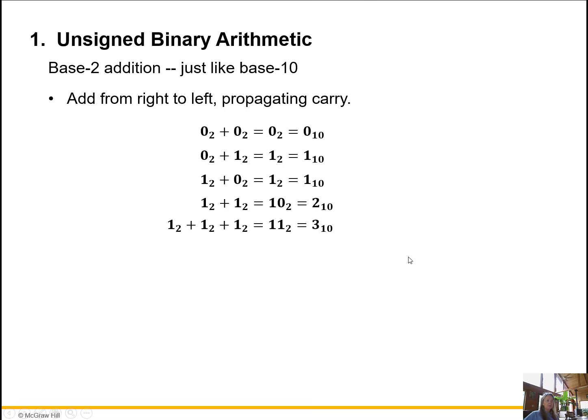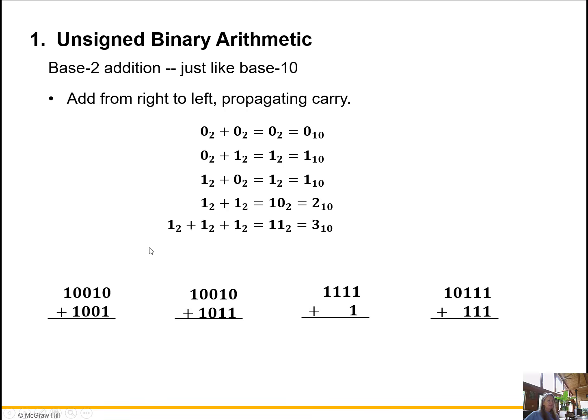So now let's do a few of these. Let's look at this first one. I'm just going to add as I normally would, following these rules. 0 and 1, that is going to be a 1. 0 and 1, that's another 1. 0 and 0, that's a 0. 1 and 0, 1. That's what we get in base 2.